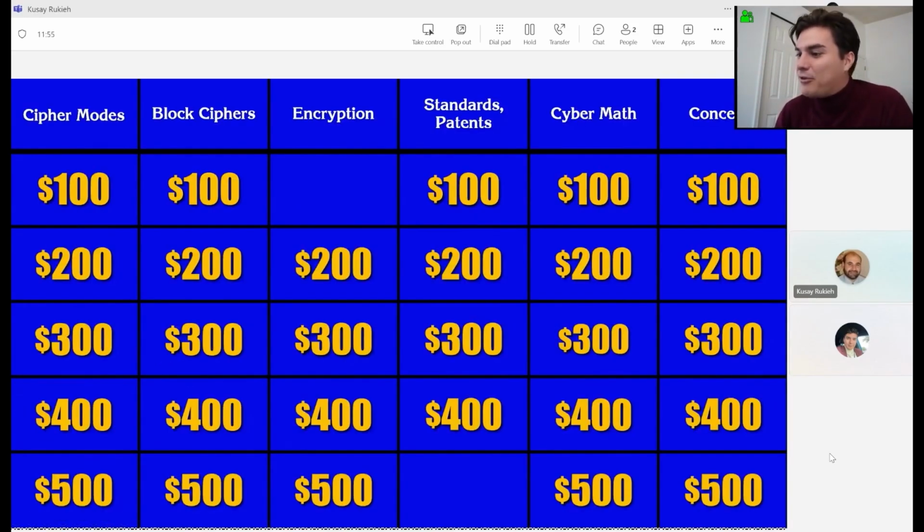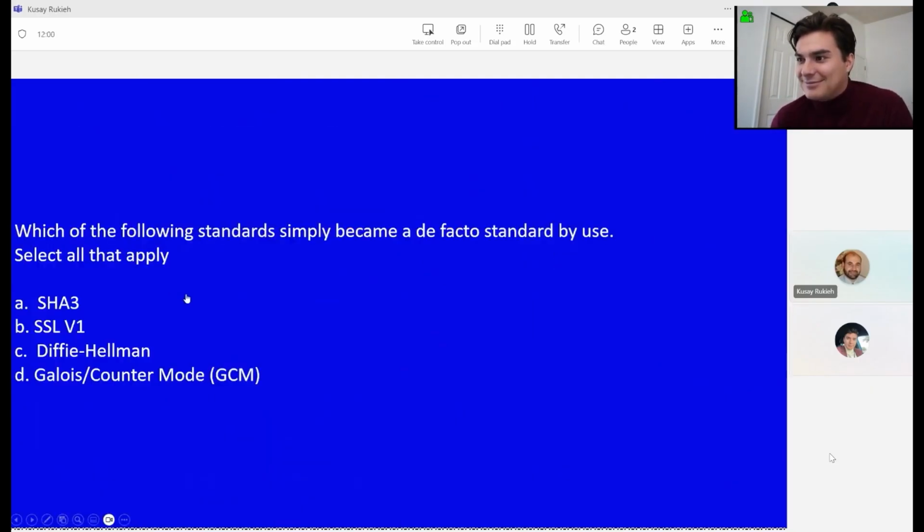Standards and patents for $400. Which simply became a de facto standard by use. The de facto standard, so something that everyone uses. That is going to be the Diffie-Hellman key exchange. I'll give you that one. Okay, I want to say Galois counter mode is a very common encryption. I know that now they use TLS instead of SSL, so I want to say SHA is a good hashing as well for A, but I see a lot of SHA too, so I'm going to go with A, C, and D.